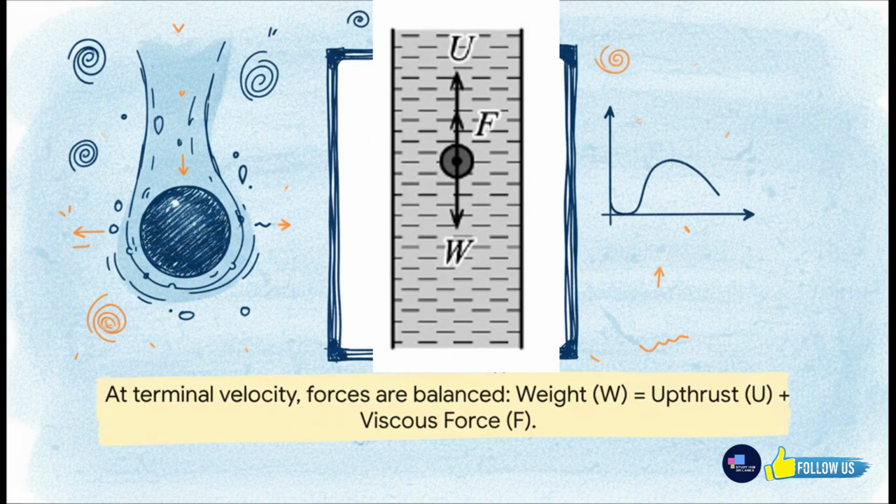Now, this diagram shows the single most important idea for solving this. Remember the question said uniform velocity? That's our clue. It means terminal velocity. It means the forces are perfectly balanced. The downward force, the ball's weight W, must be exactly equal to the two upward forces added together, the upthrust U plus the viscous force F.